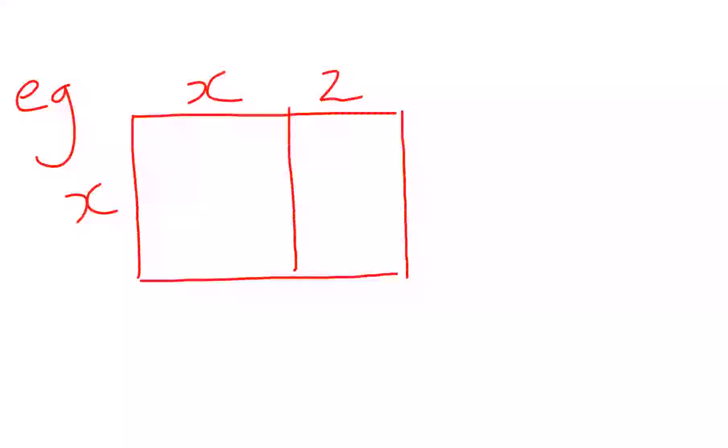An interesting way of looking at expanding brackets is imagining we're finding the area of a rectangle where one length is x and one length is x plus 2.